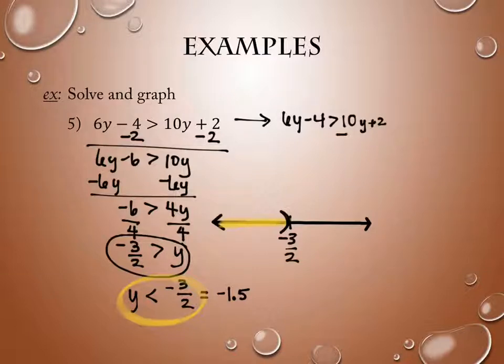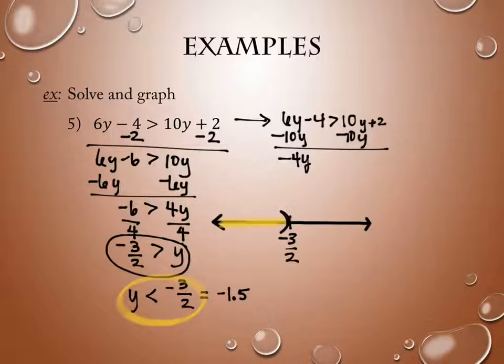If you had moved the 10y to the left like this, then you had a -4y, then at some point you would end up having to switch your sign because you'd be dividing by -4. It'll leave you at the same answer at the end. You're just doing it in a different order. Okay, so whenever the y is negative, you switch the signs.